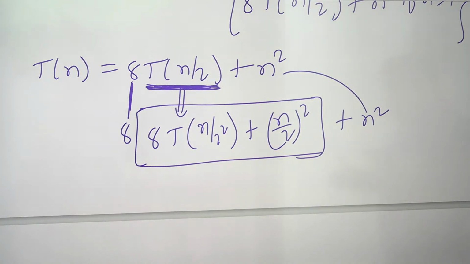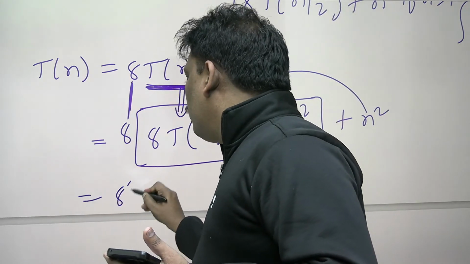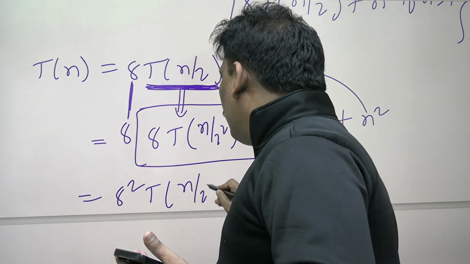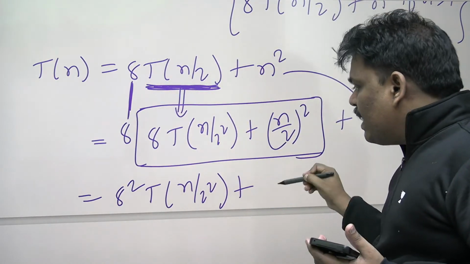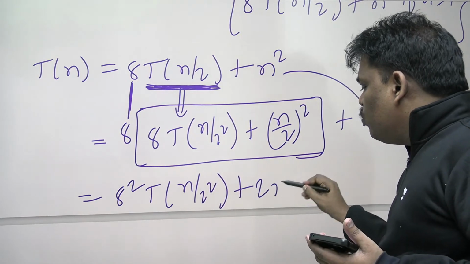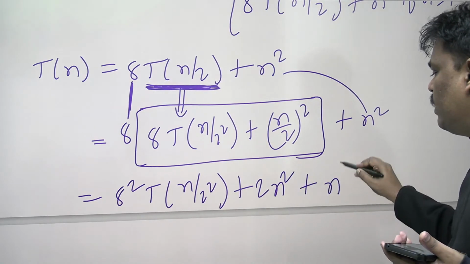That 8 is as it is, but T(n/2) internally contains one more 8. 8T((n/2)/2) plus (n/2) whole square, outside n square is there. If you simplify, it became 8 square T(n/2 square) plus 8 into n square by 4. 4 and 8 cancel. It became 2n square. So remaining is 2n square. Outside again n square is there.